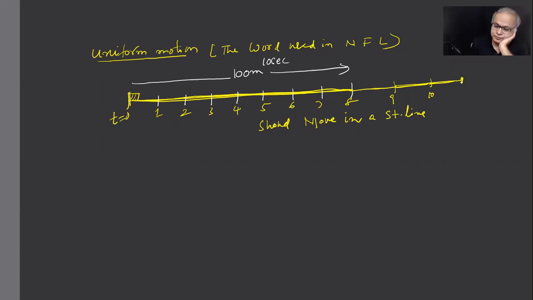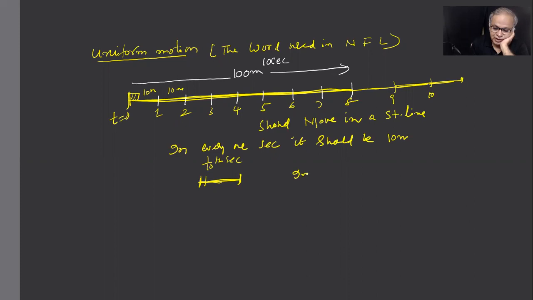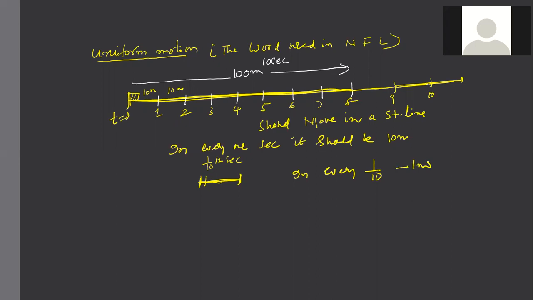Remember, if it is 100 meters completely, it should be 10 meters here, 10 meters here, like that. In every 1 second, it should be 10 meters. Now divide this 1 second into equal intervals of 1/10 of a second. So in every 1/10 of a second, how much distance should be covered? Tell me. 1 meter.